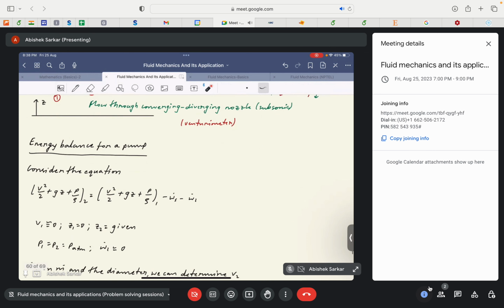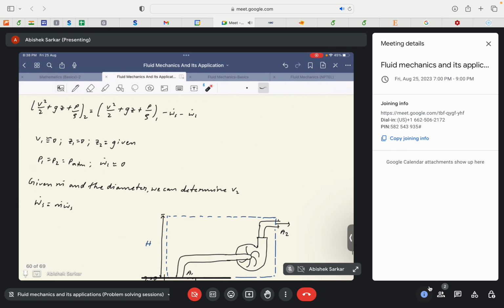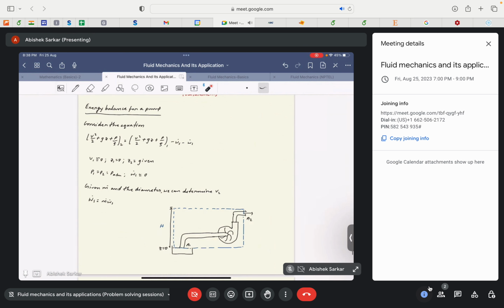So now we look at the energy balance in the case of a pump. Again, I told you that the modified form of the energy equation, or the extension of the energy equation, is highly applicable in the case of turbo machineries. So we discuss its applicability in the case of a pump. I'll just zoom it out so that we can see the diagram.